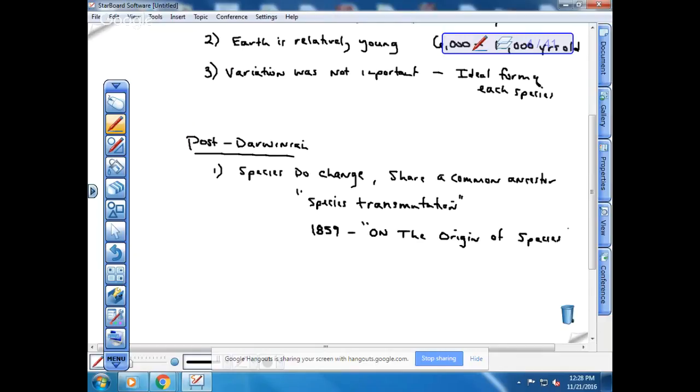Okay, so that's his famous pivotal work that describes his evidence for why he thinks species do change and how they possibly share a common ancestor.